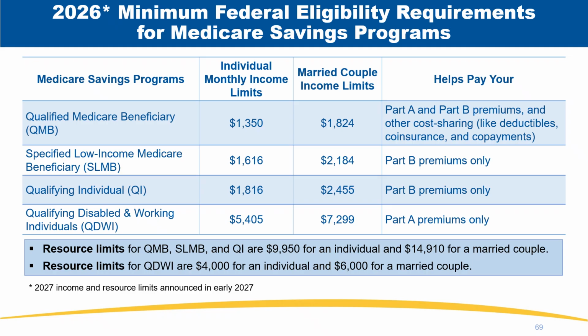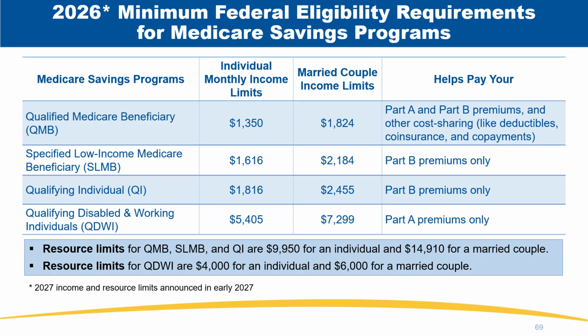The Specified Low Income Medicare Beneficiary Program, or SLIMB for short, pays your Part B premiums only. QI in Maryland is called SLIMB 2. These are the limits in which they will pay your Part B premium. You also have Qualifying Disabled and Working Individuals, QDWI, which pays your Part A premiums only. In Maryland, the program for QDWI is EID, which is located in Baltimore. Employed Individuals with Disabilities.